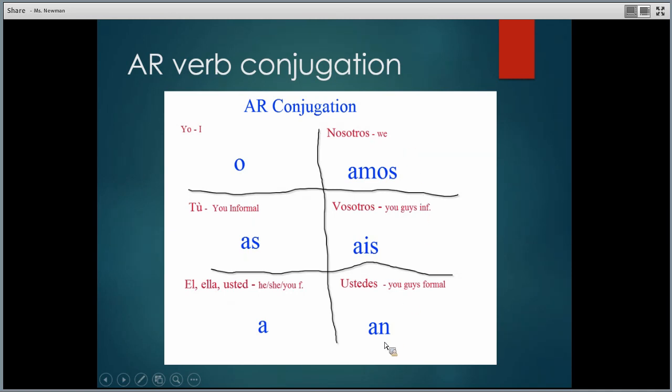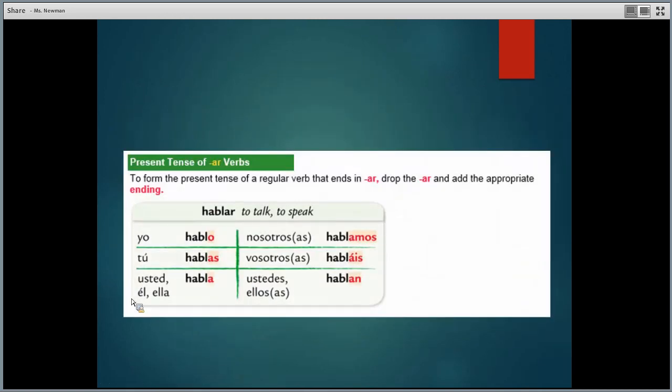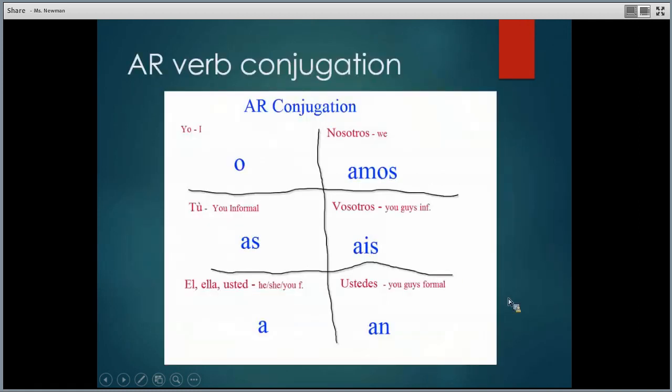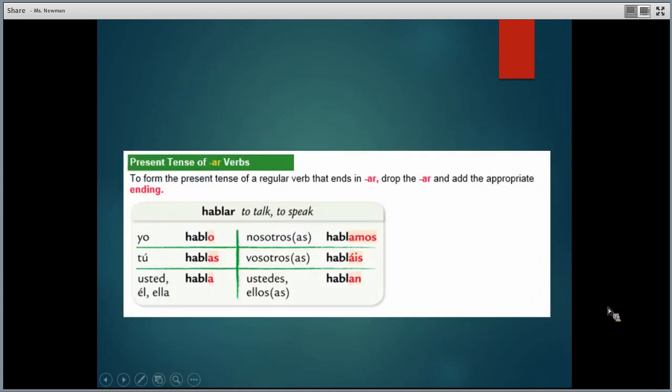So for example, let's look at this more closely. Okay, here we have the verb hablar. So you can see the endings here in red. We took off the AR and now we've added those endings in red, just like in the previous chart, the exact same endings. Okay, so you can see the word becomes hablo, hablas, habla, hablamos, habláis, hablan.